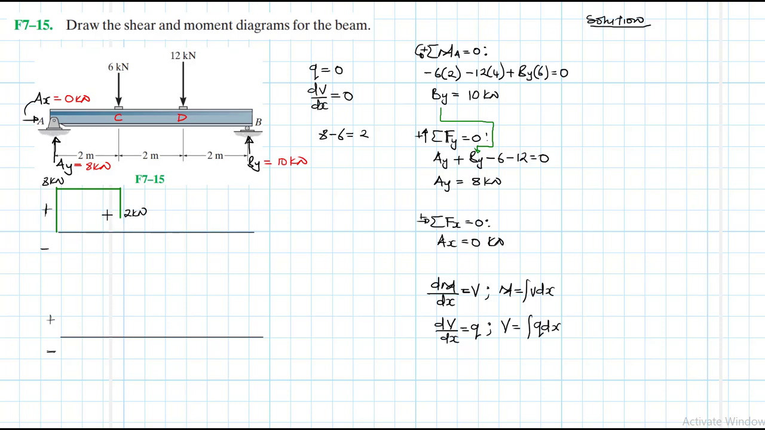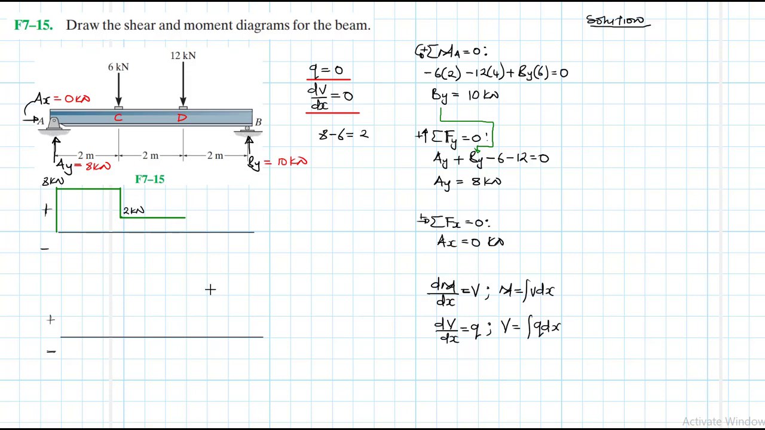To be 2 kilonewtons. Okay, right. And then from C to D, as usual, q is equal to 0, so you expect dV/dx equal to 0, which is the slope of our shear diagram. So we just expect 0 slope up to D.